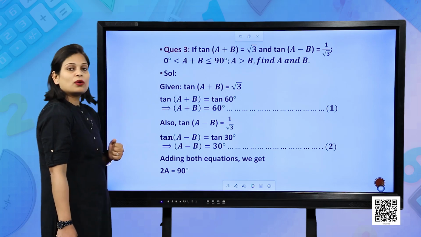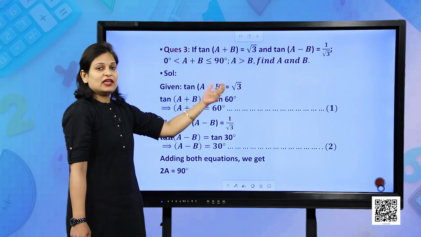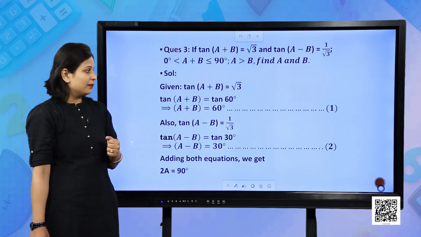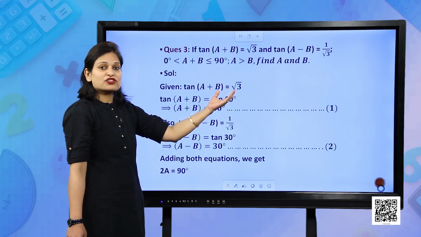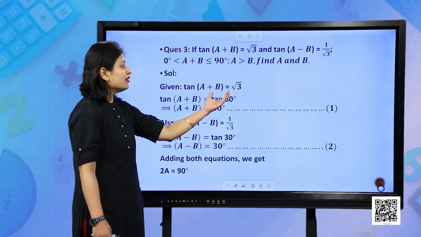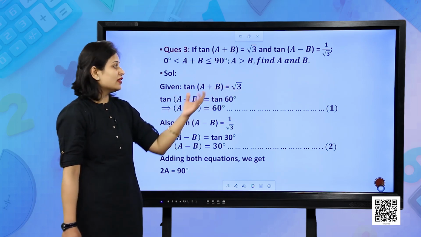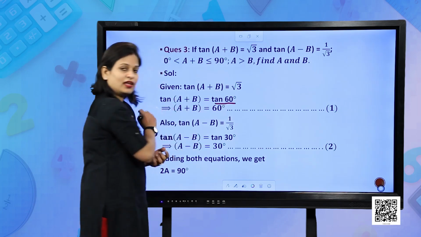For this, how will you solve this question? Tan of A plus B is given as root 3. Now, what will be the value of tan function? At what angle will you get the value root 3 in the tan function? It will be at 60 degree.